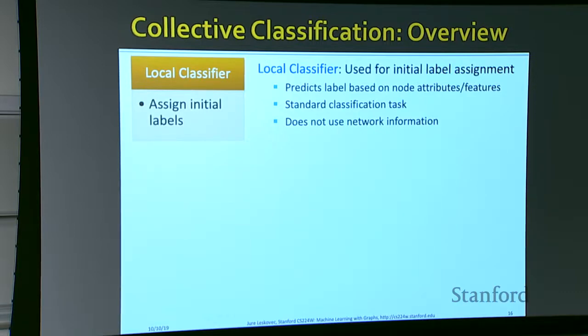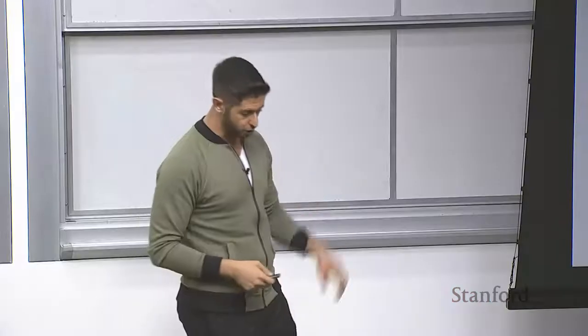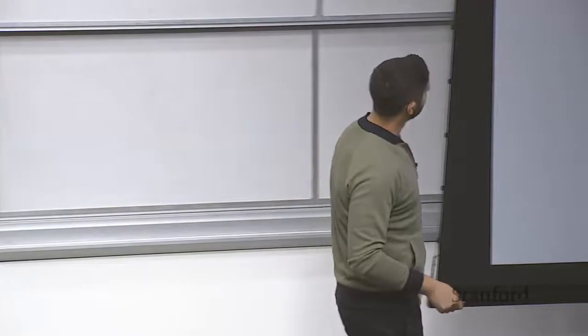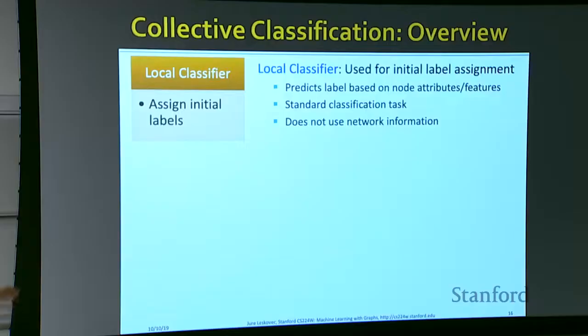Now let's dissect each single phase I was talking about before. Our bootstrap step, the local classifier, which assigns the initial labels, does the following. It predicts the labels based on the node attributes or features. And it's just a standard classification task.